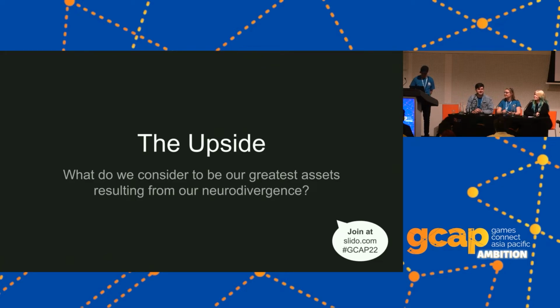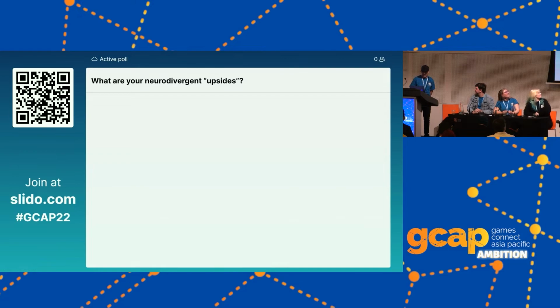Yeah. So, participation. What is the audience's neurodivergent upsides? Interesting. 2, 6, 11.